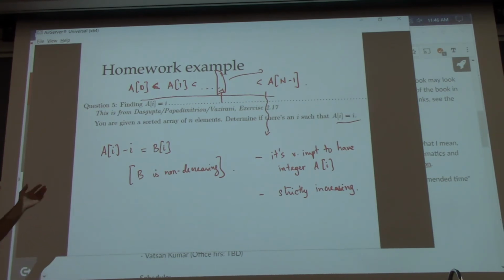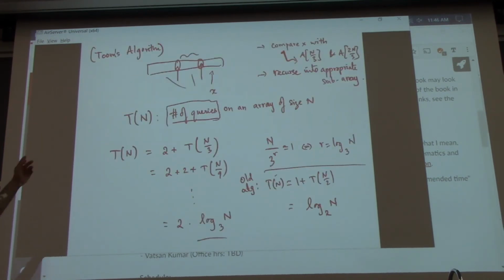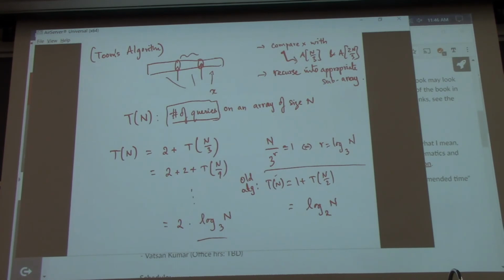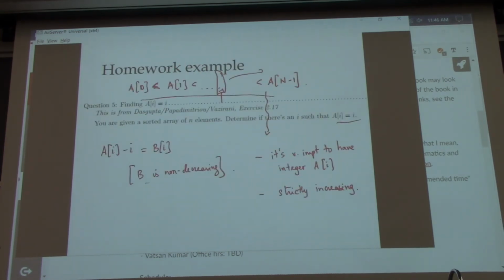And now I can just do vanilla binary search on b, because we've observed in the previous slide that binary search also works when you have some equalities. So all you have to show is that b is non-decreasing. And that's easy to see, because if a was strictly increasing, then a of i minus i is non-decreasing. Any questions on this?